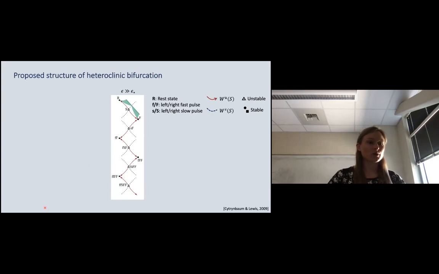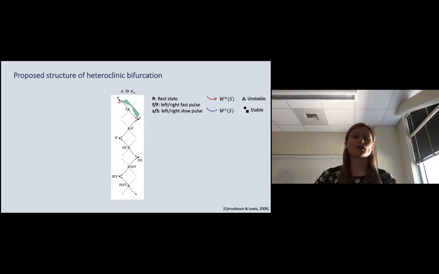So first I'm going to go through the proposed structure of this heteroclinic bifurcation. This is from the Cytrynbaum and Lewis paper in 2009. What we're showing here is for values of epsilon much greater than epsilon star, so this is the condition where the 1D spiral does not exist. And in here, what we're showing in R is our rest state.